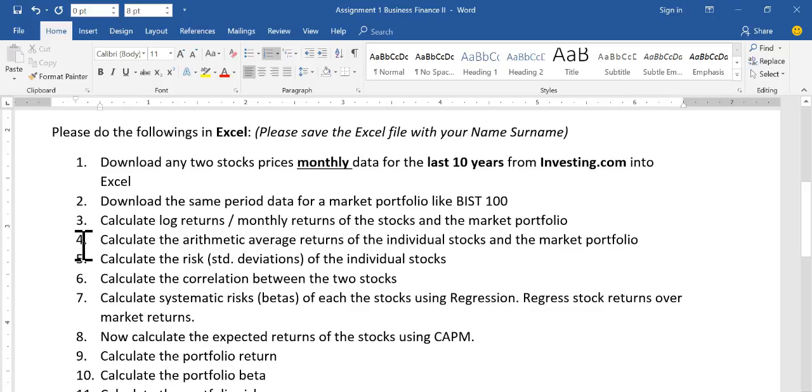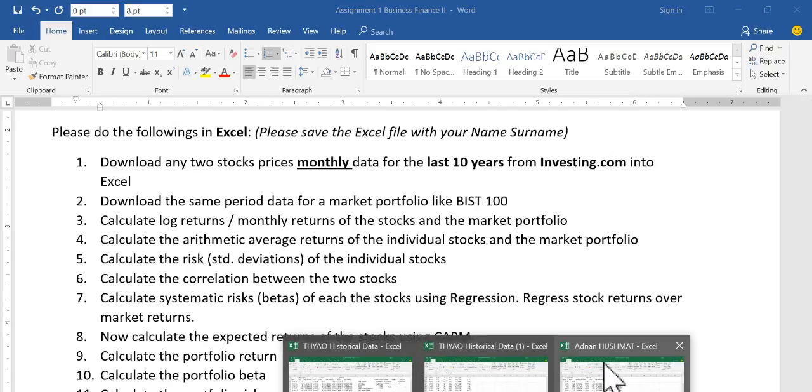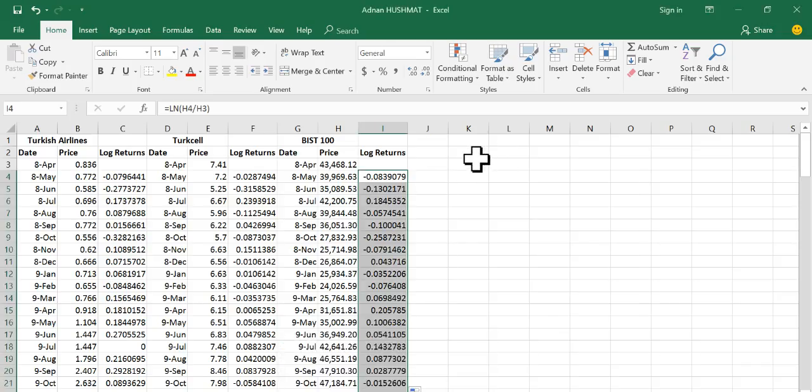So now number 4. We are done with number 3. Calculate log returns or monthly returns of the stocks and market portfolio. Great. Now calculate the arithmetic average returns of the individual stocks and the market portfolio. So now we need to calculate the average returns, right? So here, let me write it.